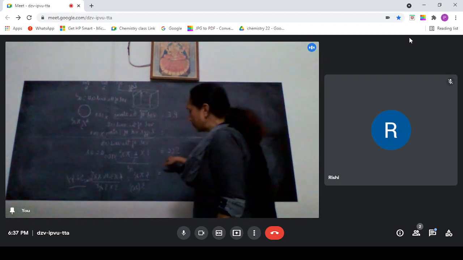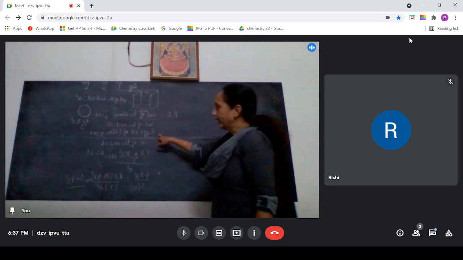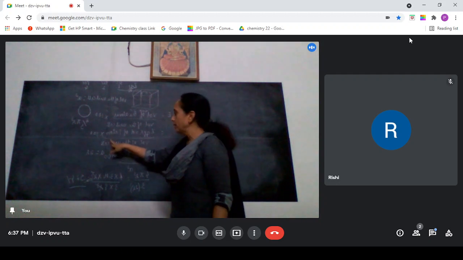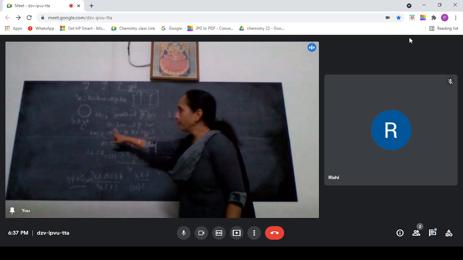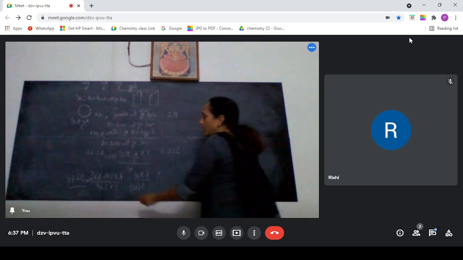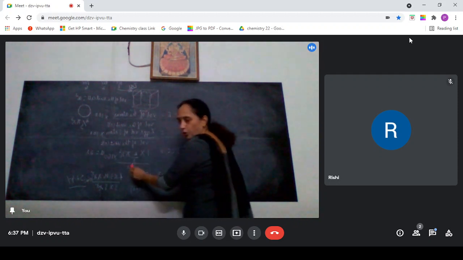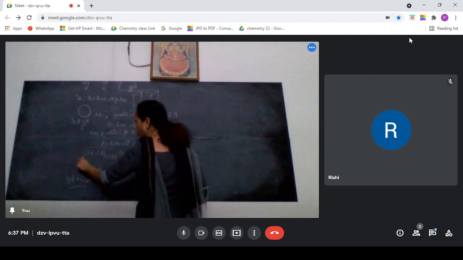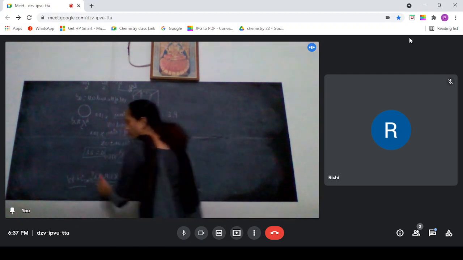So you calculate for simple cube. For a simple cube, write down this: packing efficiency equals Z effective into volume of one atom by volume of the unit cell into 100. Volume of the atom is 4 by 3 pi r cube because it is a sphere. Volume of the unit cell, it's a cube, so volume is A cube. Substitute A equal to 2R and solve this, you are going to get 52.4.